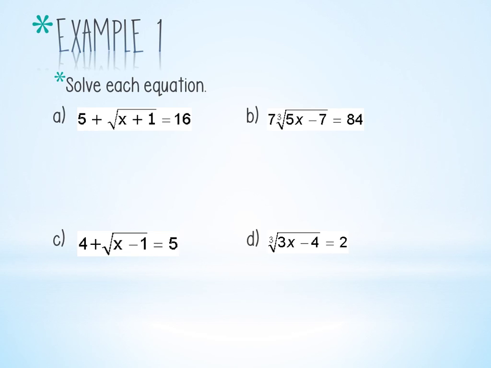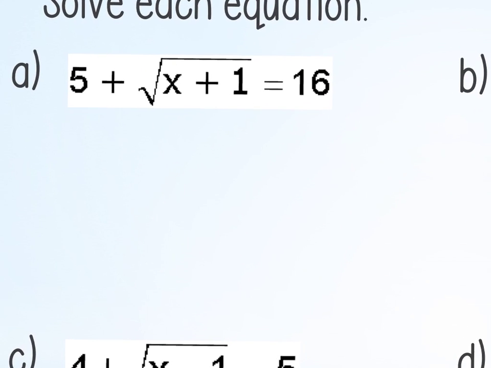All right, so we'll do the first couple with you. Solve each equation. So I want to first isolate the square root. For A, how do I isolate the square root? Subtract the 5 from both sides. I'm going to subtract it here and here. And I end up with the square root of x plus 1 equals 11.